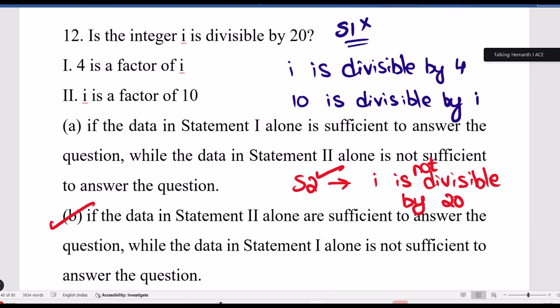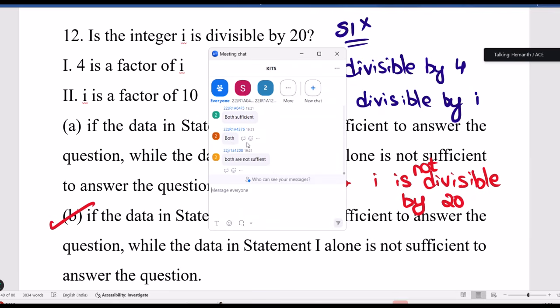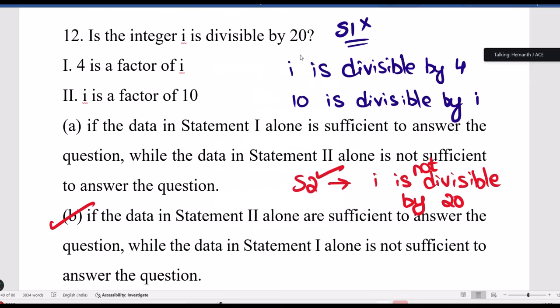Guys, do you understand this point? Please let me know. Both are not sufficient is no. The second statement is sufficient to decide. Are you now understanding that?